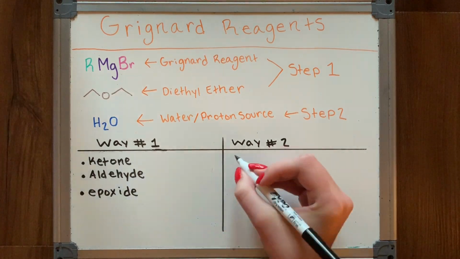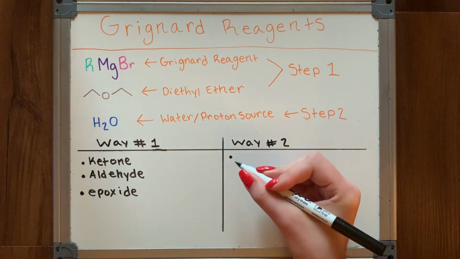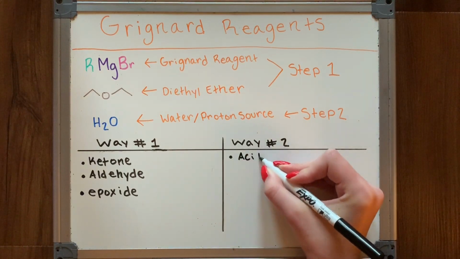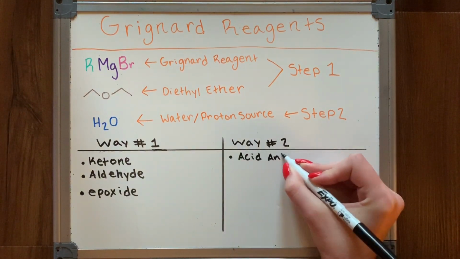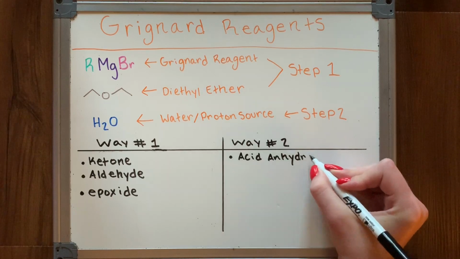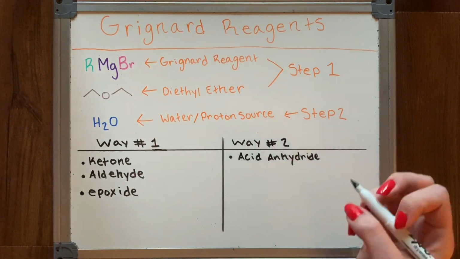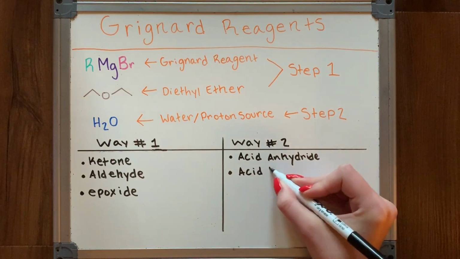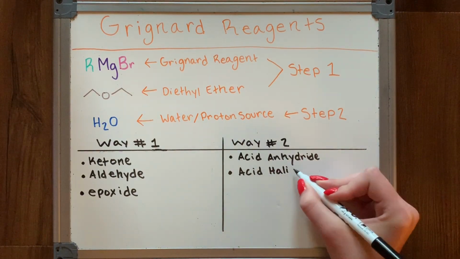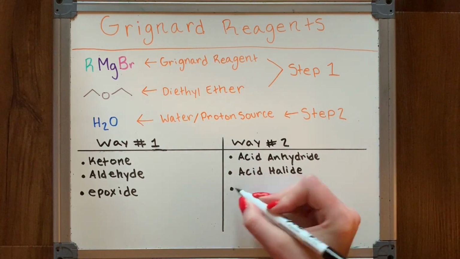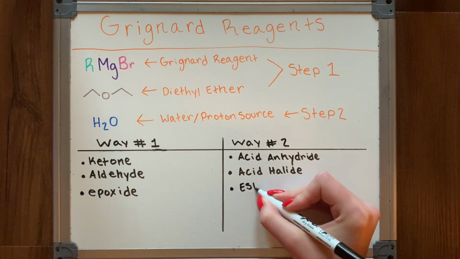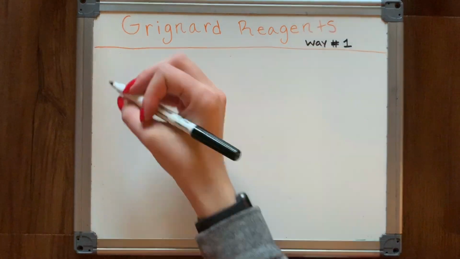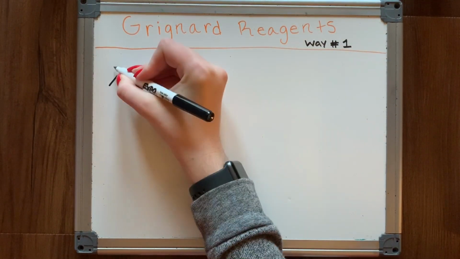There are two different ways to employ this reagent. Of course, it's basically the same mechanism. It's just one different step. In way number 1, you can use ketones, aldehydes, or epoxides. And in way number 2, you can do acid anhydrides, acid halides, and esters. Of course, remember, you need your Grignard reagent and your diethyl ether, your BAT, in step 1, and your proton source in step 2. Okay, let's get started with way number 1.